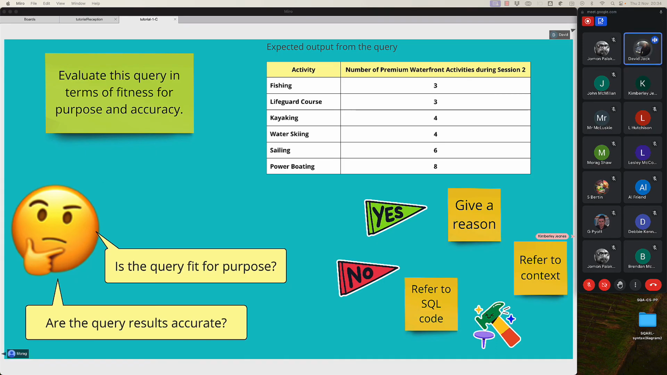Now, what about the second part of the evaluation? So we've looked at fit for purpose, but is the query accurate? In other words, does the query produce accurate results?